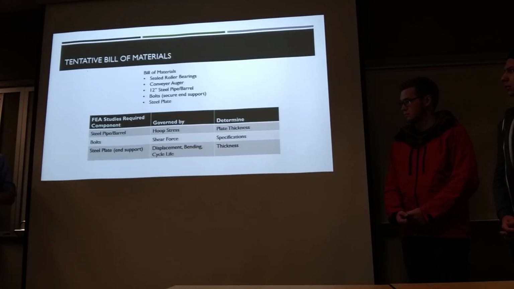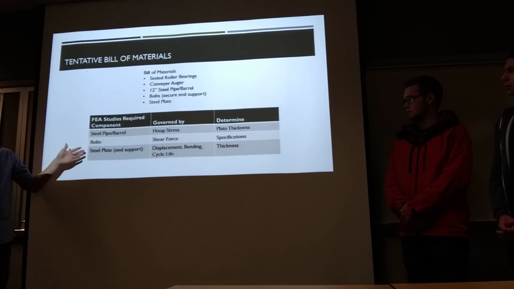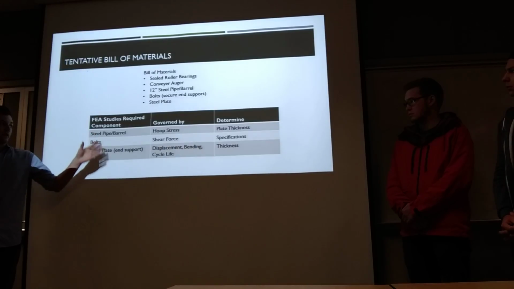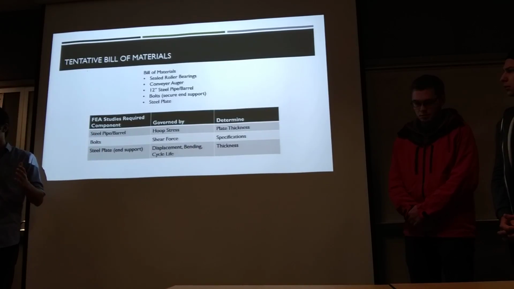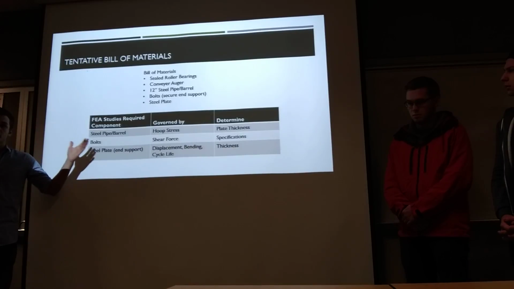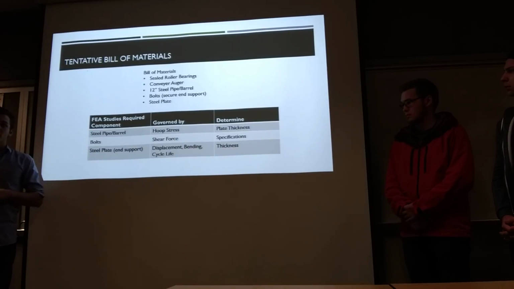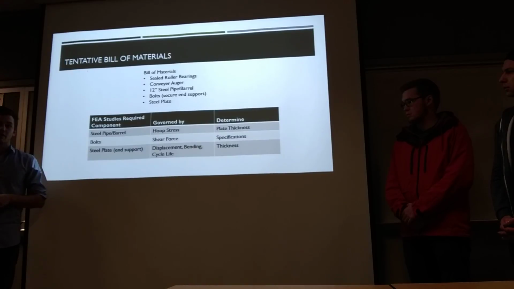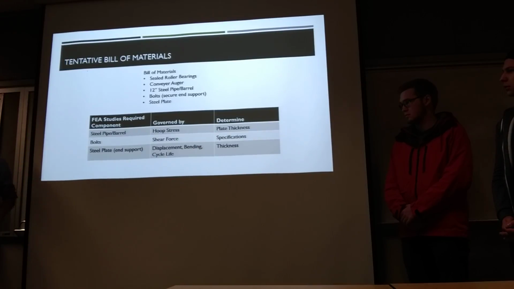The studies that we need to determine the specifications on these three parts are plate thickness, the specifications for the bolt, and the thickness of the steel plate. These are governed by different theories or stresses, I guess you could say. Obviously, the barrel is hoop stress, like I said earlier; shear force on the bolts, because we have the linear force coming from the clay and the auger; and then the steel plate as the end support. We make sure that it can last long enough with that pressure coming forward. So, that is the end of our DR3 discussion. Any questions?